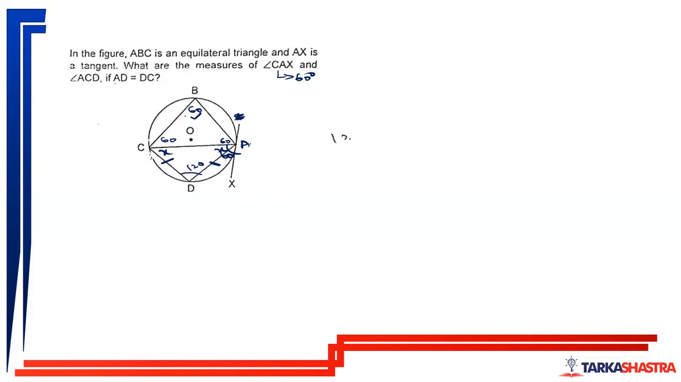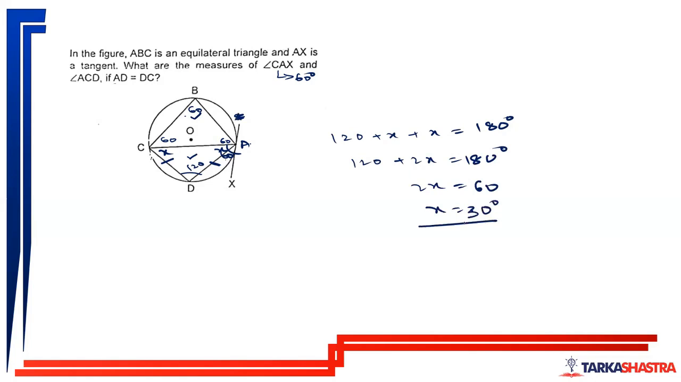Now 120 plus 2x should be equal to 180 degrees, because the sum of the angles of the triangle is 180 degrees. So 2x is equal to 60 degrees, which is x equal to 30 degrees. Okay, so angle ACD is 30 degrees. Okay, moving forward.